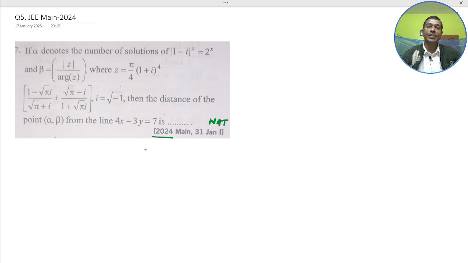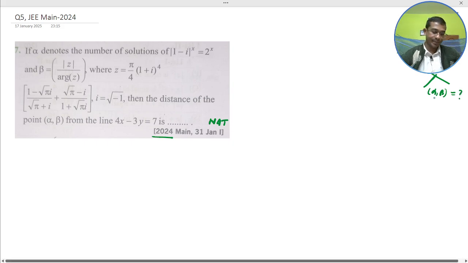And you have to find the distance of the line from this point. Suppose this is a straight line, this distance. This is the alpha beta. And after you just find here first alpha beta point, and after getting alpha beta point, you just know the distance d from a point to a straight line.